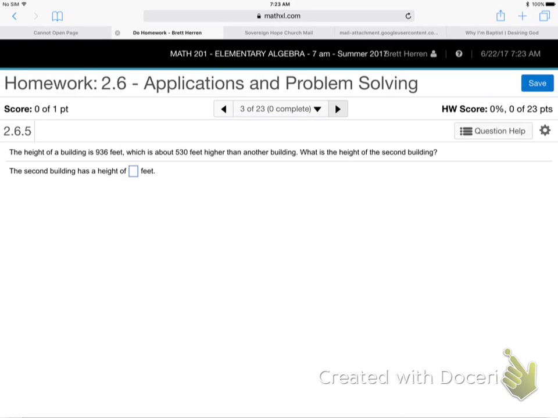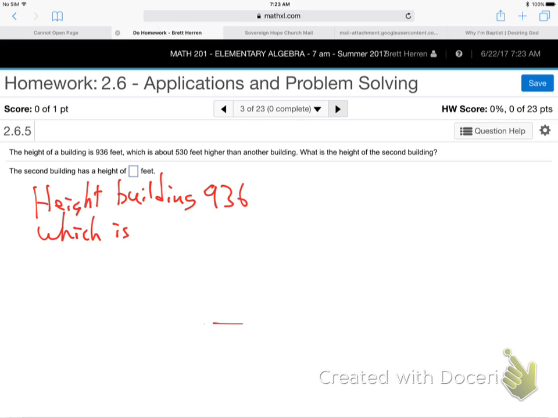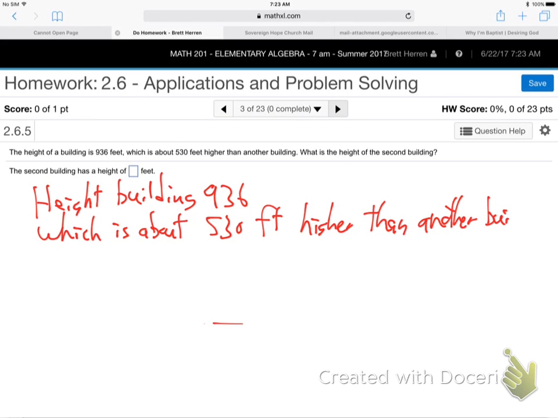Okay, so this one will be a real word problem. All right, the height of a building is 936 feet, which is about 530 feet higher than another building. Find the height of the second building. Oh, this one isn't a word problem either.